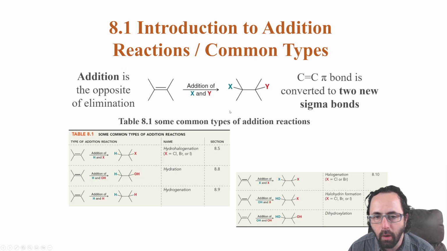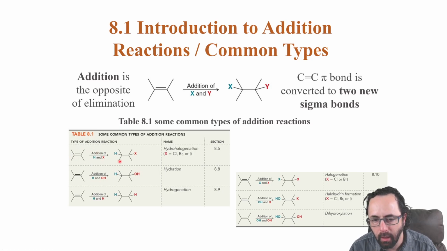Okay, let's move on to addition type reactions. Addition is the opposite of elimination. In elimination, if we have a proton and a group and we remove them, we can make a pi bond on the carbons between them. Addition is the opposite. We add two atoms, one on each carbon, and we get sigma bonds and lose the pi bond. Here's a summary of all the different types of addition reactions talked about in chapter 8.